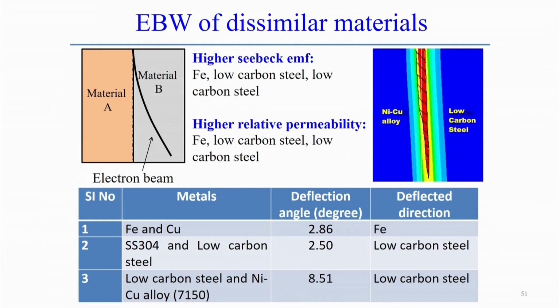So, this is the way, if we know the combination of materials, we can roughly estimate the beam deflection angle towards a specific material when we use the electron beam. In this figure, another point is that the red zone actually represents the depth of penetration. This type of depth of penetration can be created using the electron beam welding process. So, this specific size is entirely different from the laser welding processes.